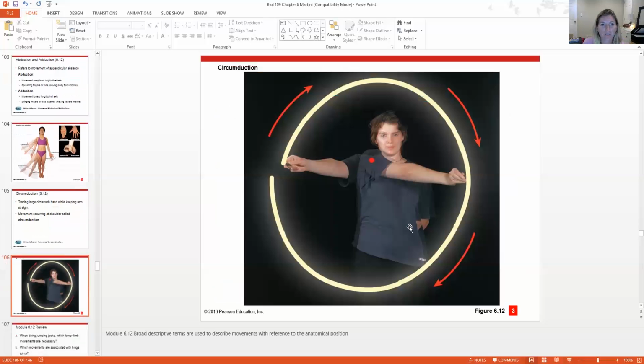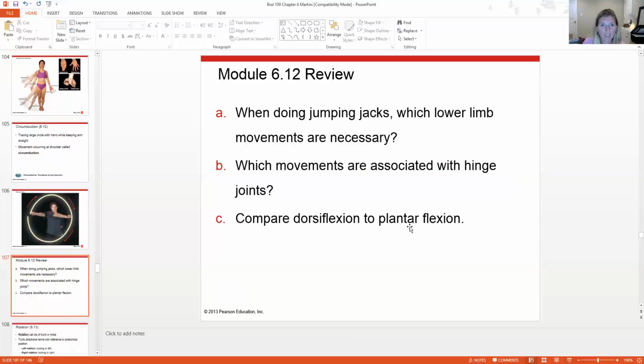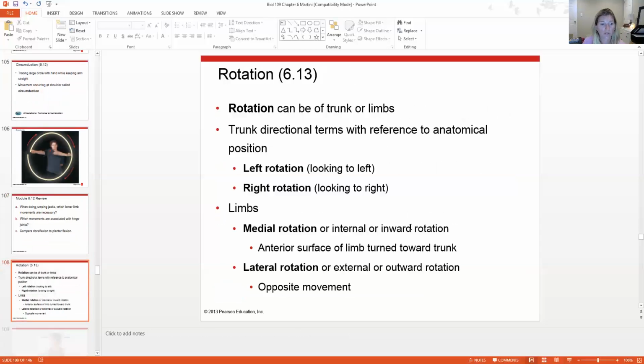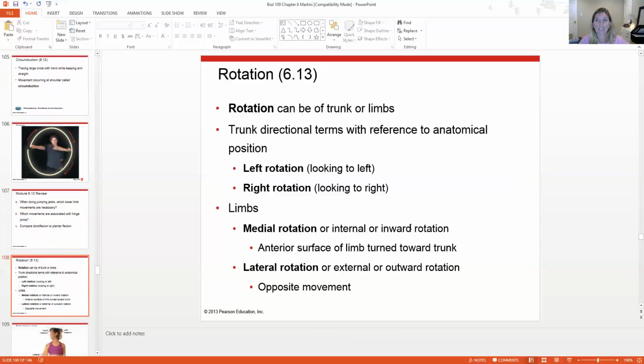There you see circumduction. And you can pause the video, go back, and answer these questions. A couple more body movement terms here. You have rotation. You can rotate your trunk, rotate your limbs, right? Move them around. You can do left rotation, right rotation.